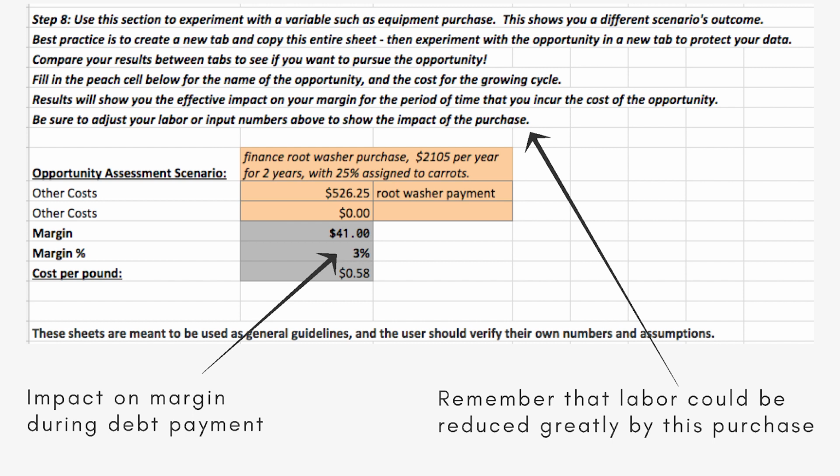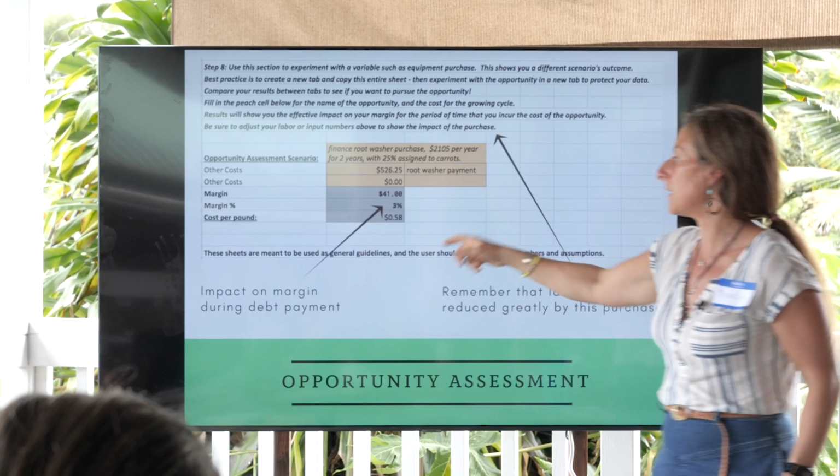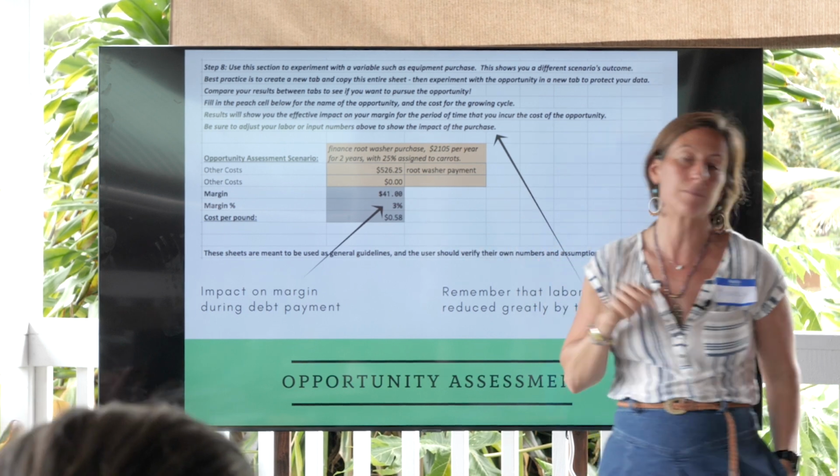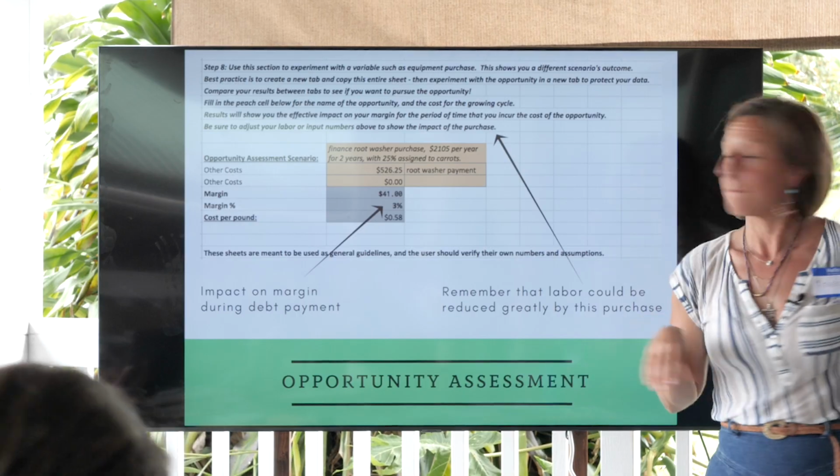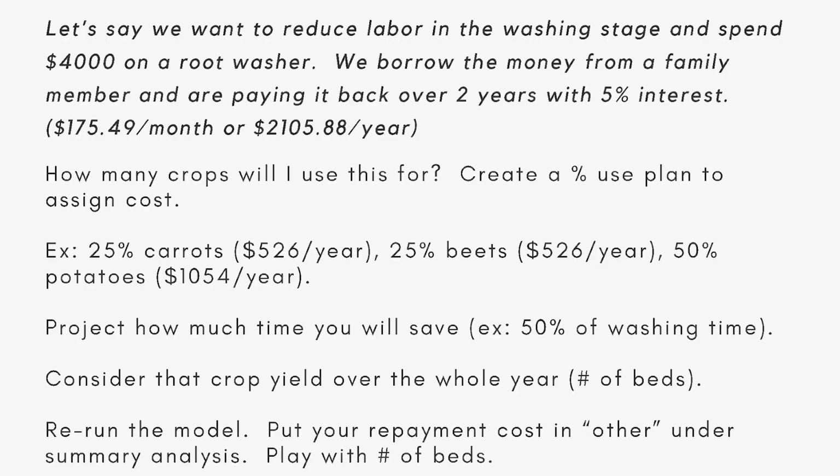And then there's a little more information here explaining that, over 2 years, 25% of that is assigned to carrots. So it's potentially going to bring down the margins on a couple other crops too. You're going to have to look at the big picture and determine if it makes sense to take the hit for a period of time so that you can be more efficient and make more money later on. And you have to go back up and adjust the labor for something that impacts the labor. Just showing that you go back and reduce the time.